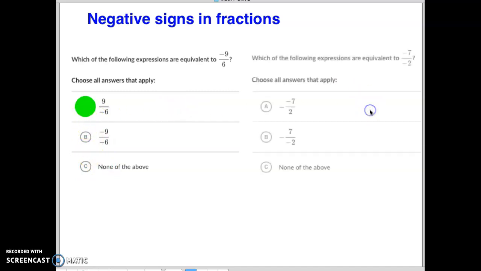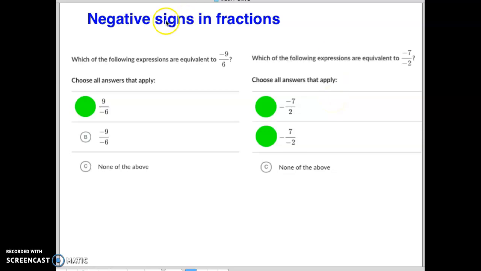All right, next question. How many negatives are up here? Well, we got negative 7 over negative 2, so that's two negatives, which creates a positive. So which of these would create a positive? This first one? Yep, that would create a positive because there's two negatives. How many negatives in this one? 2, so again, that would create a positive. All right, that's how you do negative signs in fractions.